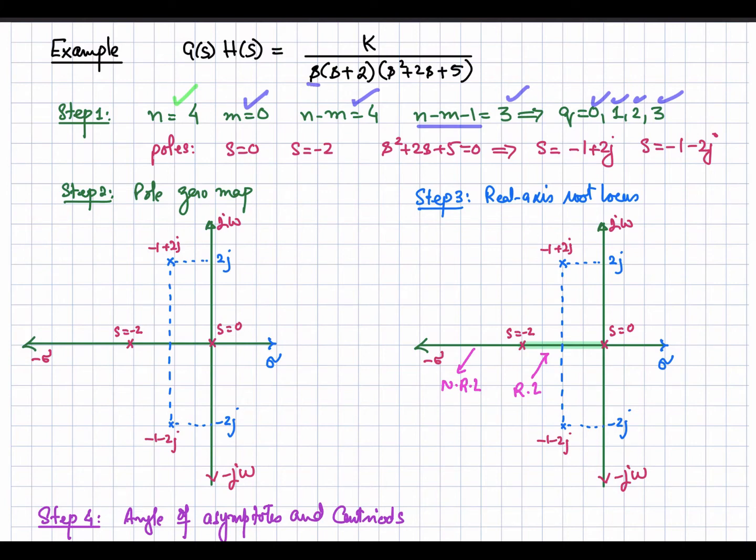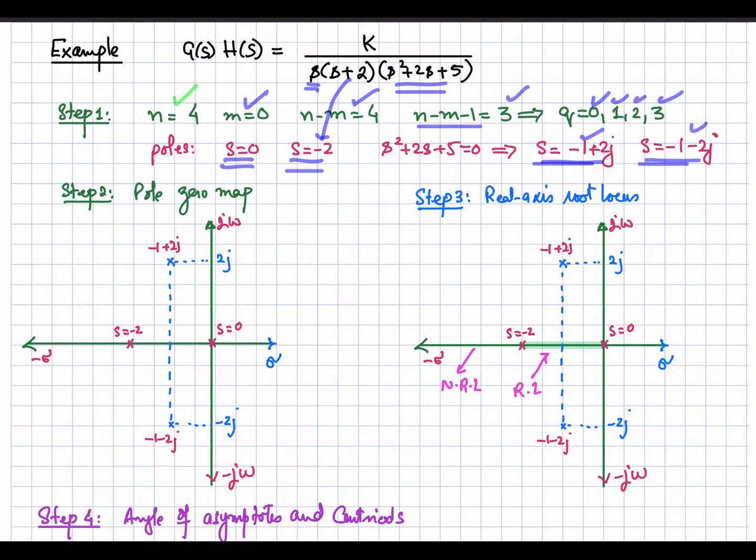So the poles are positioned as follows. One pole is at 0, the other pole is at minus 2, and the two poles from this quadratic equation are the complex poles. Okay, so now the pole-zero map of these is shown over here. One pole is over here and the other pole is at this position, minus 1 plus 2j, and one pole is over here and the other pole is at the origin. Okay, so this is the pole-zero map.